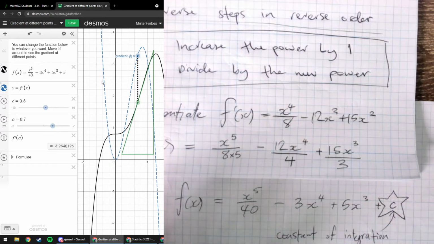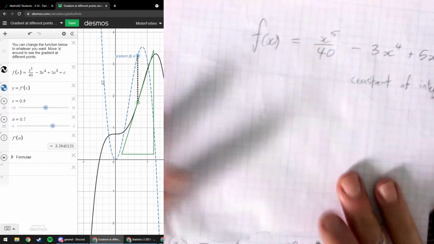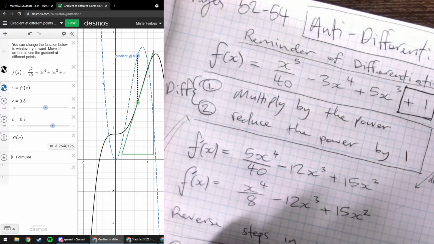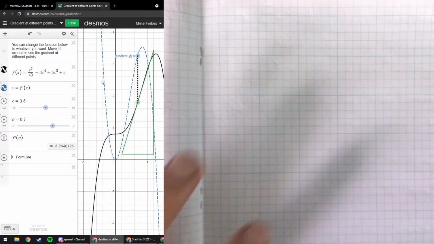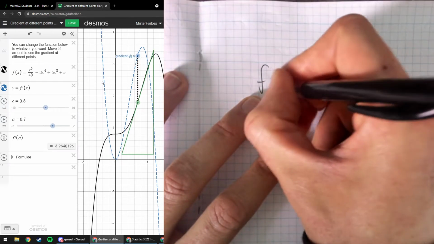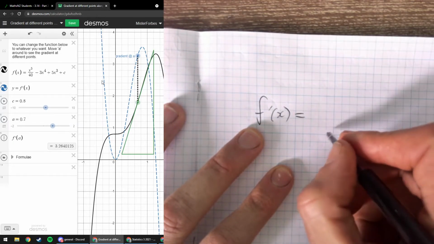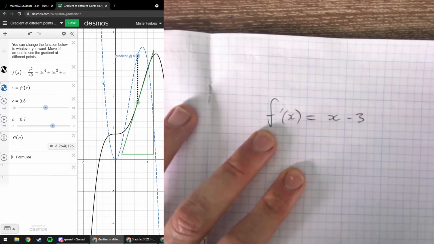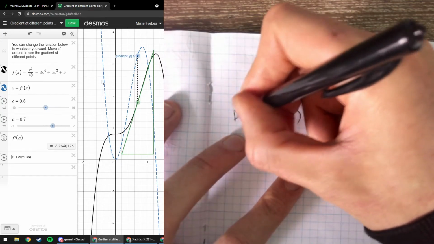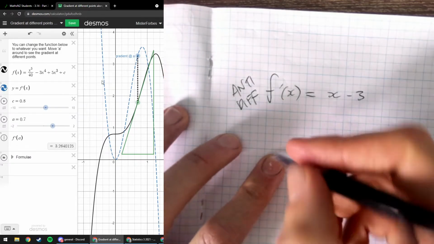Okay, let's have a look at a few examples, just so that you know what to do when it comes to the questions in the workbook. So say we have a derivative, and it is x minus 3. So we want to anti-diff this. Do some anti-differentiation on this.